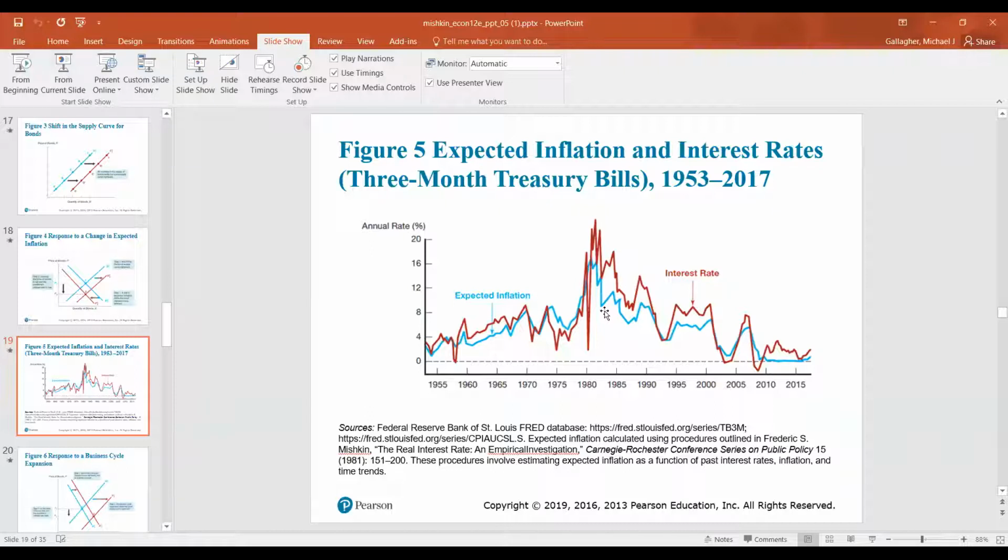An observation. When expected inflation rises, interest rates rise, the Fisher effect, right? So here we see figure 5 in the textbook. Let me see what the caption is on figure 5. Figure 5. Interest rate on 3-month T-bills and expected inflation generally move together as the Fisher effect would predict.